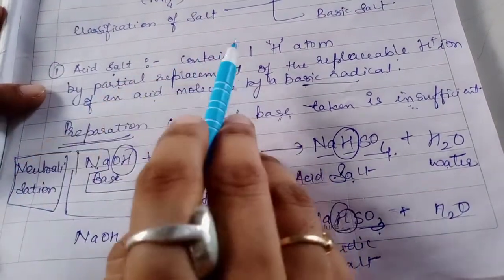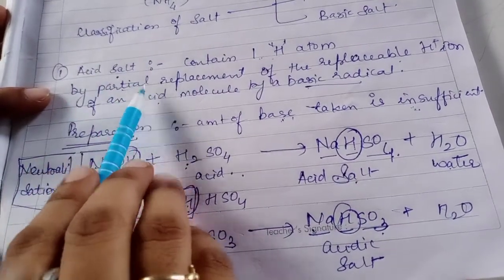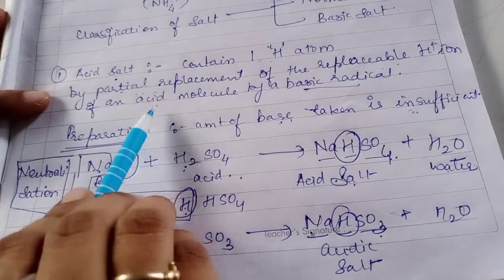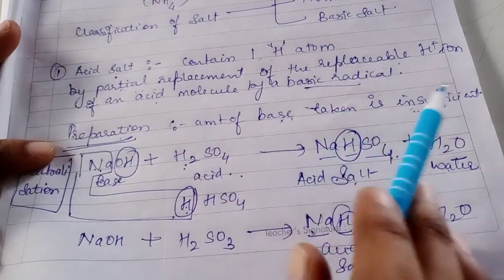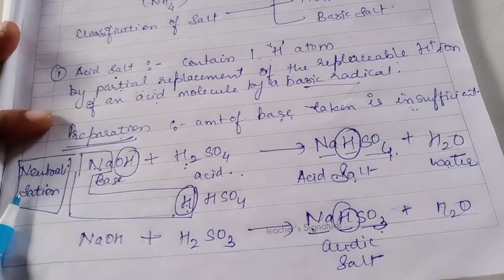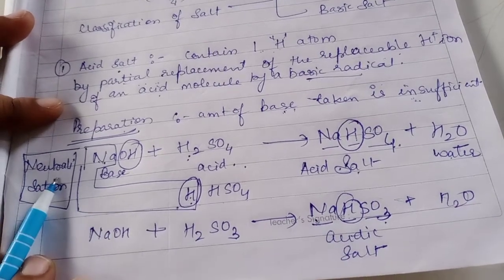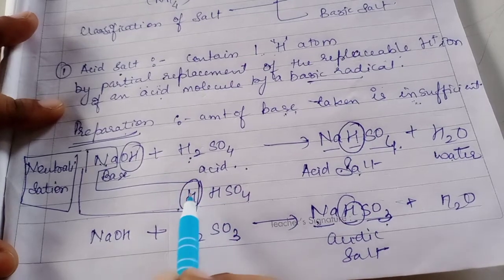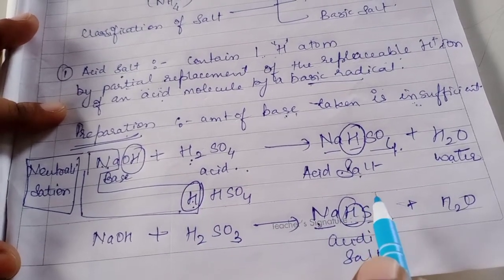Acid salt contains one replaceable hydrogen atom. It is always formed by the partial replacement of the replaceable hydrogen ion of an acid molecule by a basic radical. In the preparation, the amount of the base taken is always insufficient and it will undergo neutralization. Now what type of neutralization will it be? It will be incomplete neutralization. Why incomplete? Because only partial replacement of hydrogen has taken place. Complete replacement is not taking place here.